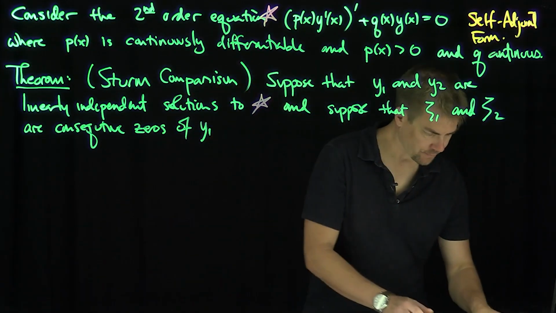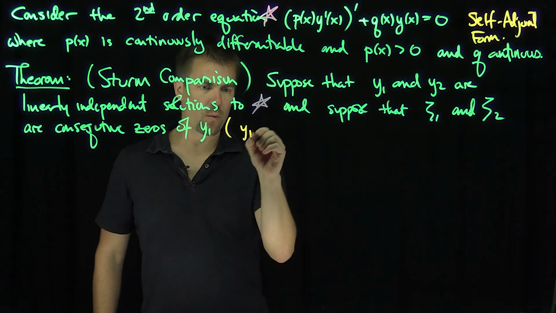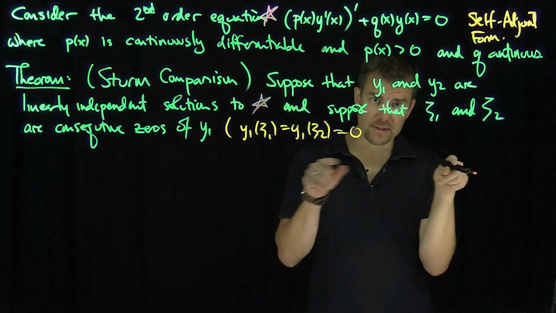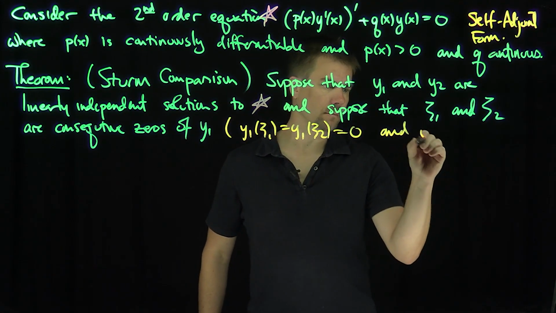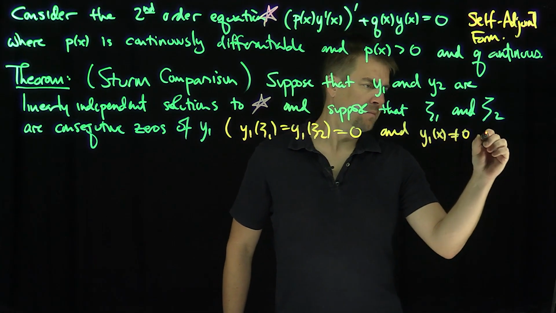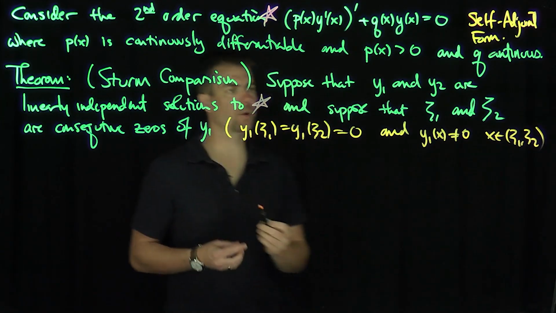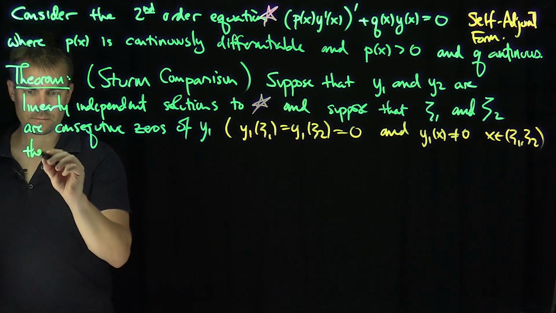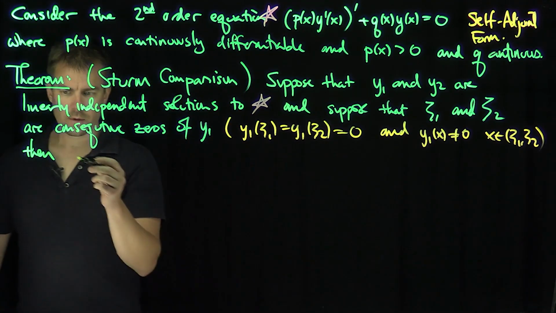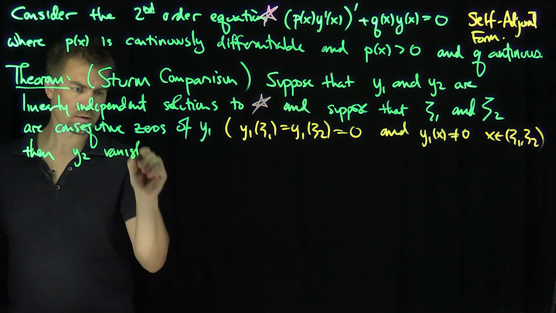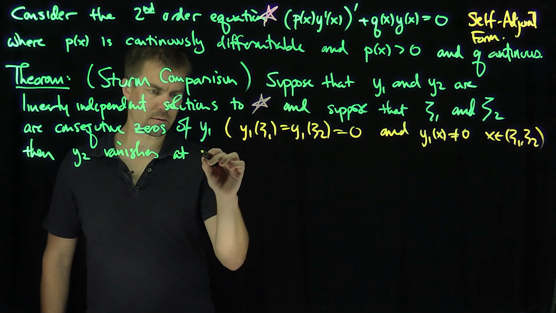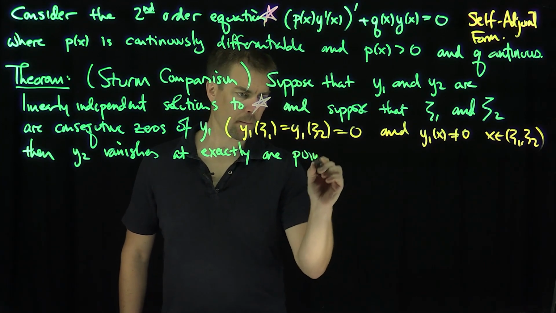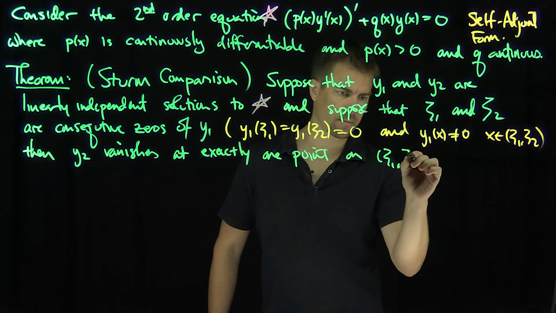Now, what does it mean to be consecutive zeros? What that means is the following. It means that y1(zeta 1) = y1(zeta 2) = 0, and y1 is not 0 between zeta 1 and zeta 2, for x on the interval zeta 1 to zeta 2. Okay, like so. So consecutive zeros of y1. Then this other solution y2 has a zero at exactly one point on zeta 1, zeta 2.